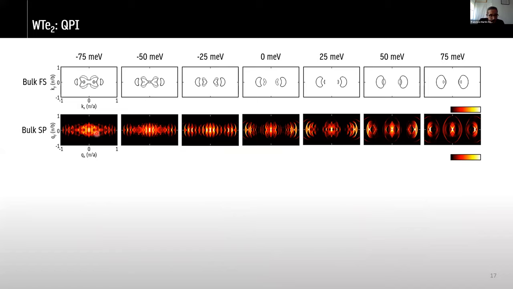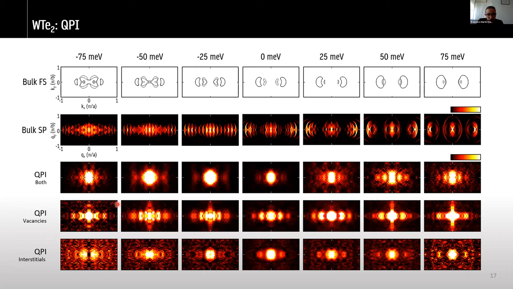Starting from negative energies, we see that the main part of the intensity is concentrated in the middle with this kind of triangular shape, and as energy increases, the intensity spreads in this direction, and we eventually reach a situation with three clearly separated scattering clouds. We can now try to compare our QPI data with these predictions, and again we see how different types of defects can privilege some scattering vectors over others. That can explain why, for instance, this cloud far from the center is more clearly seen in the case of vacancies, or why this very complex pattern at negative energies is more clearly resolved when there's an interstitial in the image. But far from that, the agreement between our data and the predictions is quite nice.